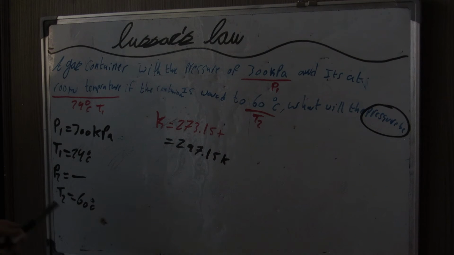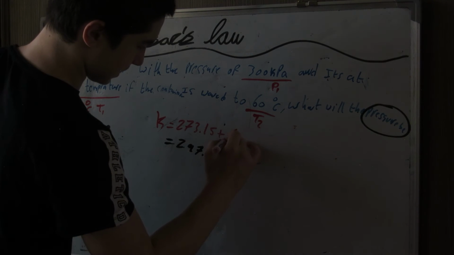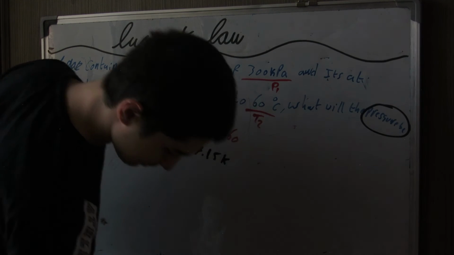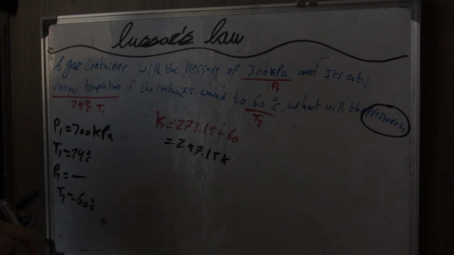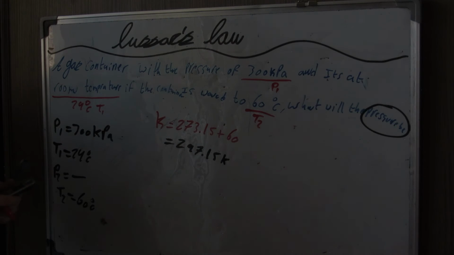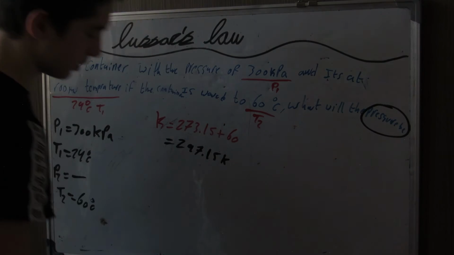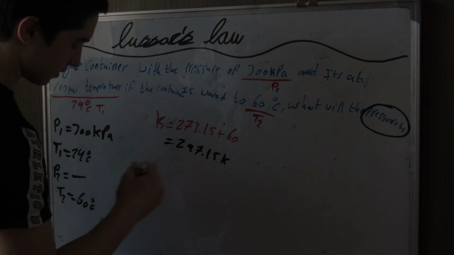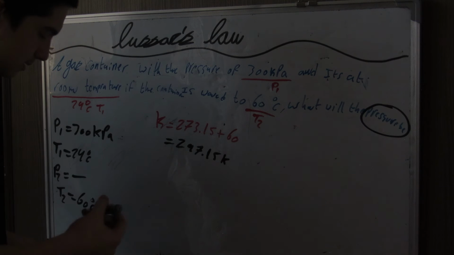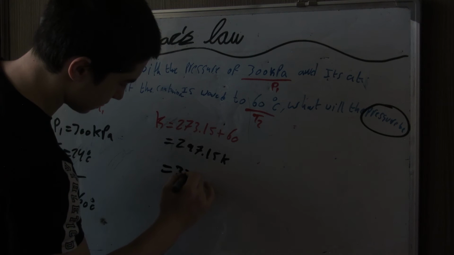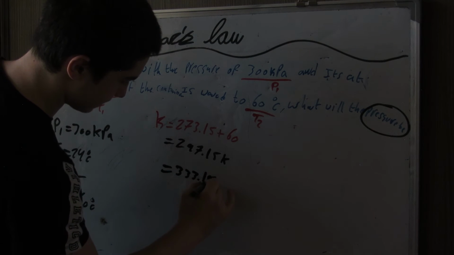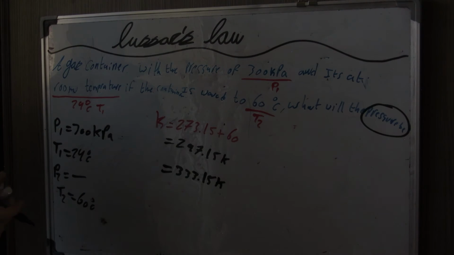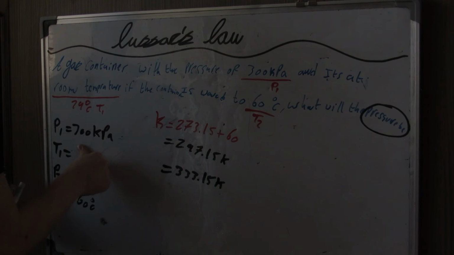Alright, now what about the second temperature? The second temperature is 60 degrees. So we put 60, and the answer will be 333.15. So the second temperature that we get is 333.15 Kelvins. Alright, great.